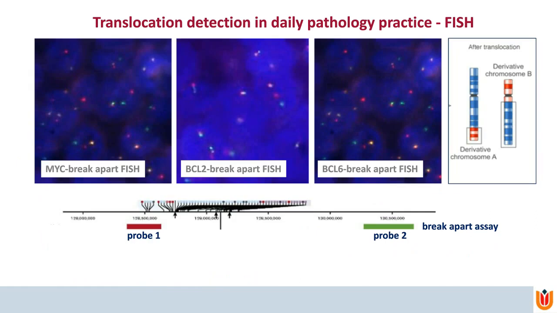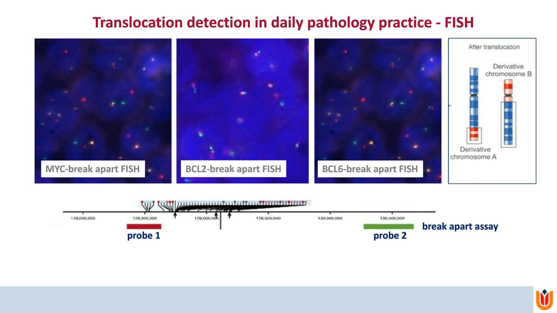So in practice, we cannot avoid using formal translocation detection, and we do that using fluorescent in situ hybridization as the most widely used method. And mostly we use so-called break-apart assays. That means that the probes, the fluorescent probes, are located on either side of the breakpoint.